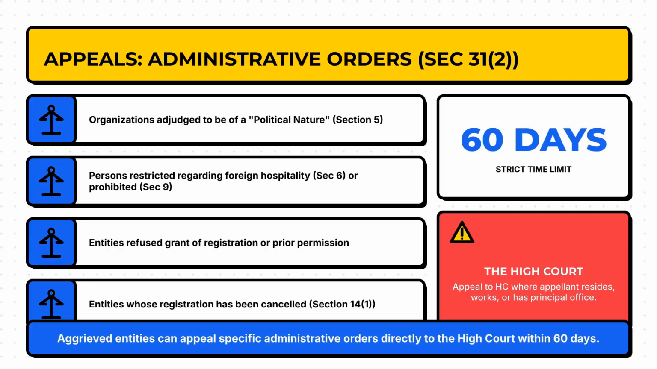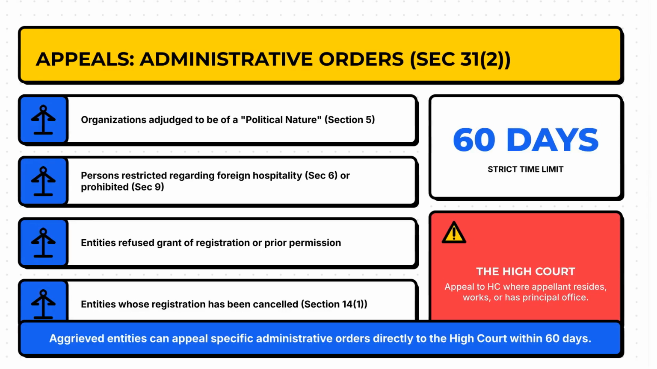Certain administrative orders may also be challenged through an appeal. Organizations declared to be of a political nature, persons restricted regarding foreign hospitality, entities denied registration or prior permission, and organizations whose registration has been canceled may appeal against such decisions. These appeals are filed directly before the appropriate High Court. The relevant High Court is determined based on the residence, place of business, place of work, or principal office of the appellant. The appeal must be filed within 60 days from the date of the order.